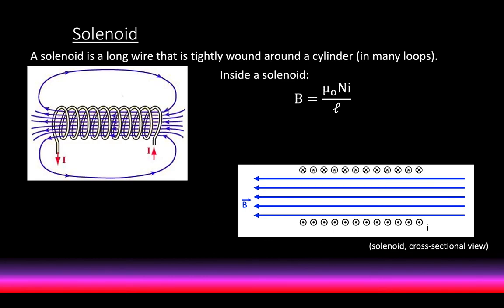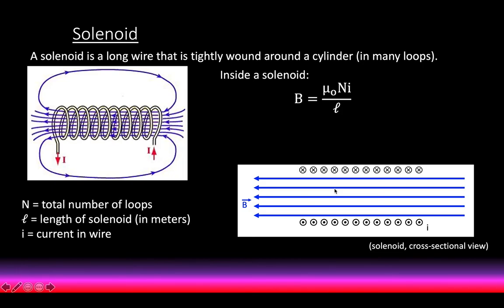So inside a solenoid, the strength of the magnetic field is given by this equation, where mu naught is the magnetic permeability of free space, the constant we use in magnetism a lot. I is the current flowing through the solenoid. L, this cursive L, is the length of the solenoid measured in meters, and N is the total number of loops. So I might have 10,000 loops of wire in a 10 centimeter long cylinder. So N could be 10,000, and the length of the solenoid would be 10 centimeters, that becomes 0.1 meter.